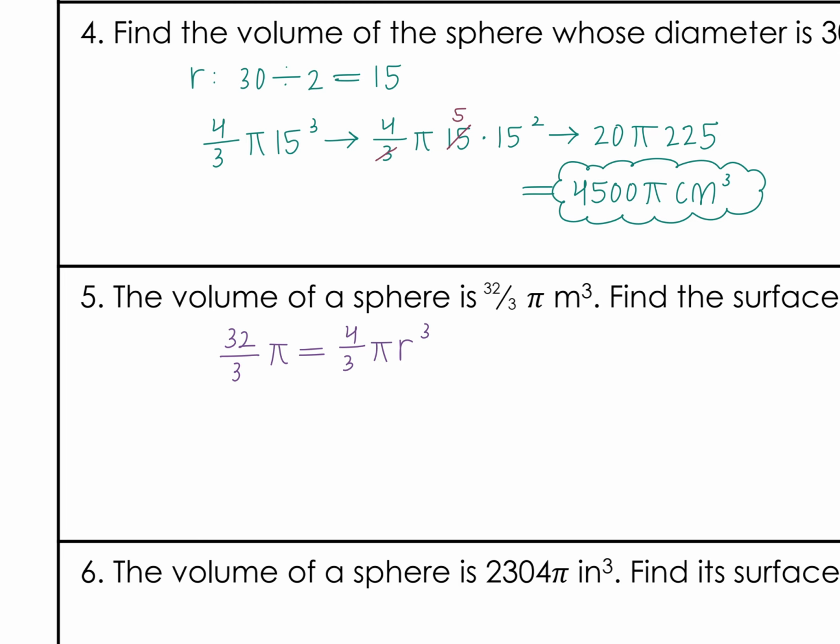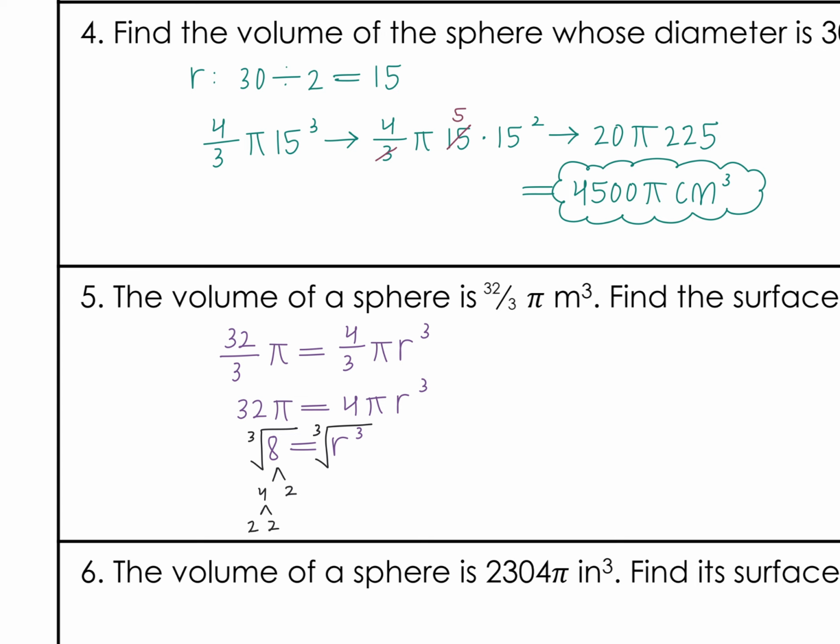So to start off, I'm going to go ahead and multiply both sides by 3, which will give me 32 pi equal to 4 pi radius cubed. Then I'm going to divide both sides by 4 pi, and I'm going to end up with 8 is equal to that r cubed. So I'm going to take the cube root of both sides. And it's very similar to taking the square root. I'm going to look for my factors. I've got 4 and 2, and then 2 and 2.